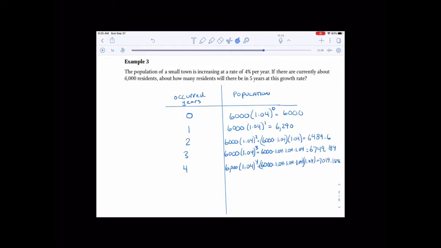At year 5, we would have year 4's population multiplied by 1.04. So it's 6,000 multiplied by 1.04 to the 5th power, which is equivalent to 6,000 multiplied by 1.04, multiplied by 1.04, multiplied by 1.04, multiplied by 1.04. That would be for 4 years, and then multiplied by 1.04 for the 5th year, which is equivalent to 7,299.91, which approximates to 7,300 residents.